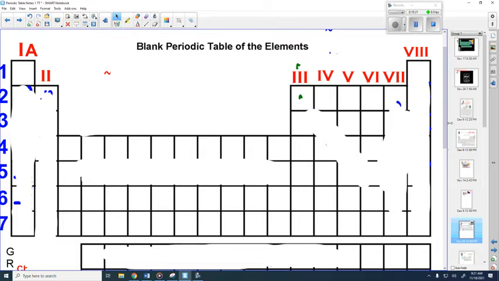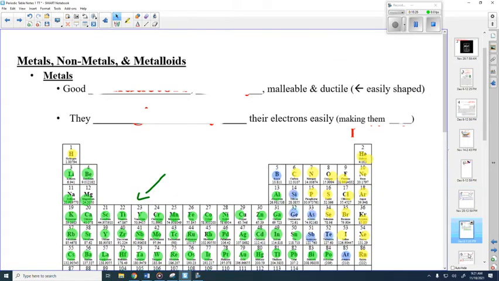So now we got to talk about those things we colored yesterday, the metals, the metalloids, and the nonmetals. All right, so metals. Now what I'm about to say is not true for every single metal that has ever existed, but it's true for most of them most of the time. Okay? Generally speaking, metals are good conductors. They are shiny, they're malleable, and they're ductile. Or ductile, never remember.